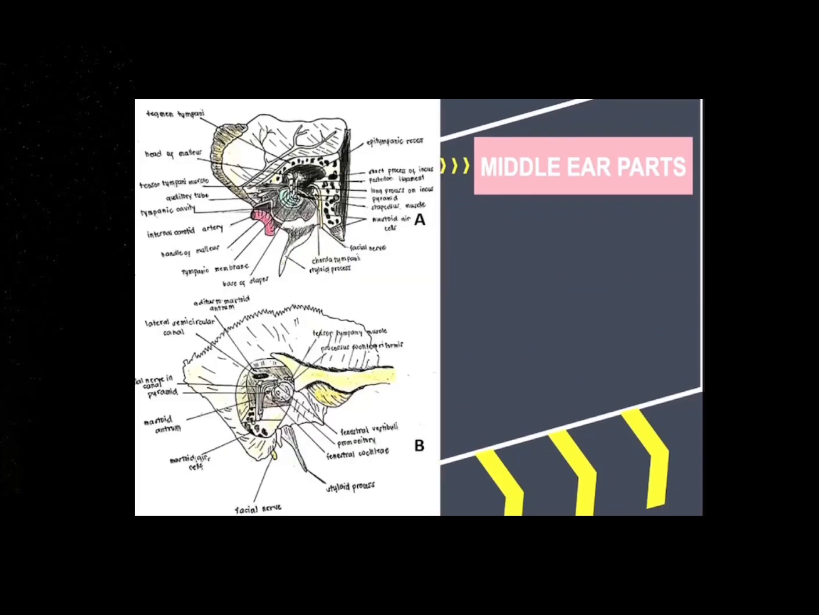Here is another picture. In picture letter A, the lateral wall of the right middle ear is viewed from the medial side. Note the position of the ossicles and the mastoid antrum. In letter B, the medial wall of the right middle ear is viewed from the lateral side. Note the position of the facial nerve and its bony canal.